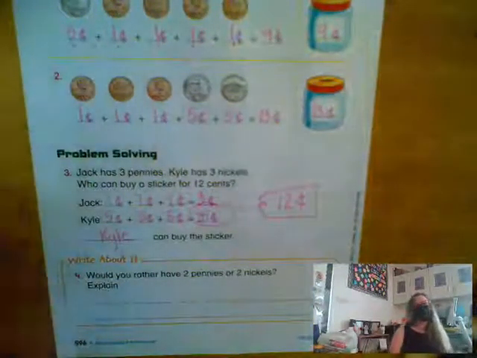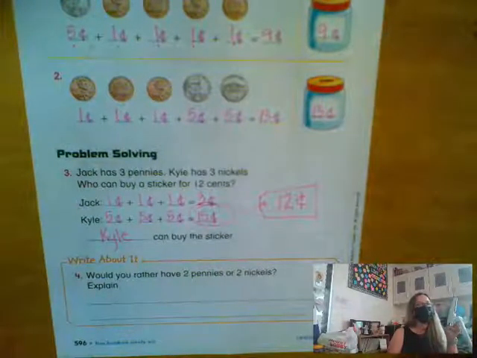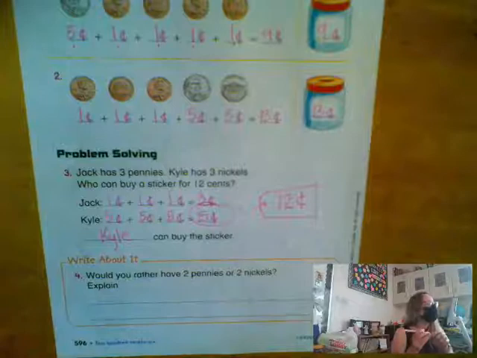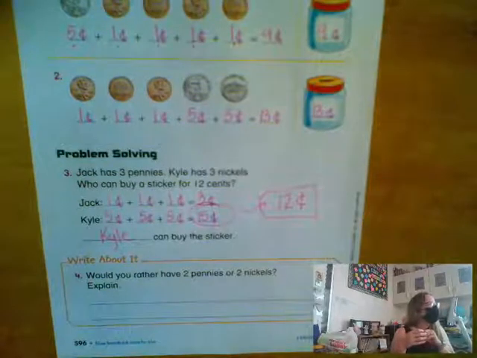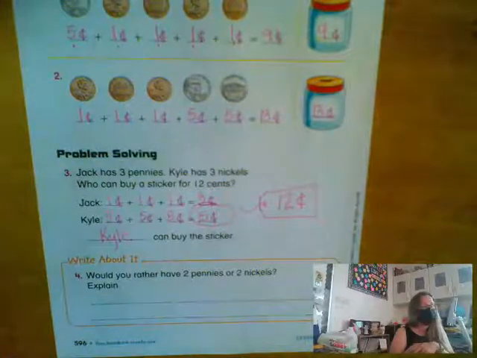Would you rather have 2 pennies or 2 nickels? 2 nickels. And tell me why. Drew? Because it's more worth than a penny. He'd rather have 2 nickels because it's worth more. It'd be 10 cents instead of 2 cents, right?